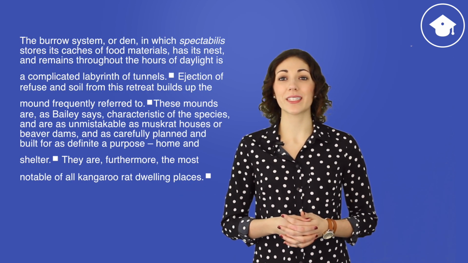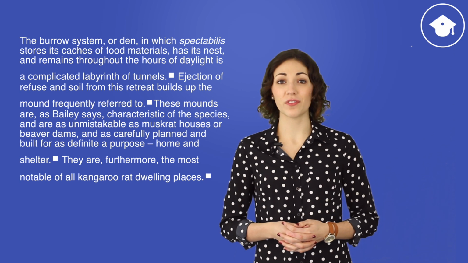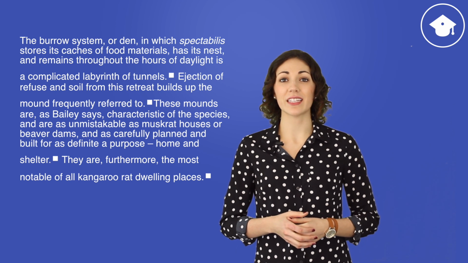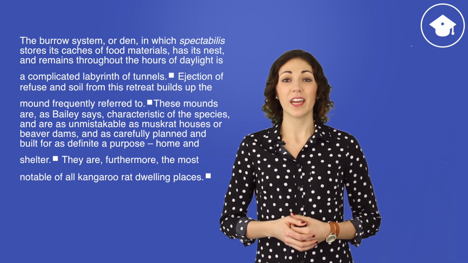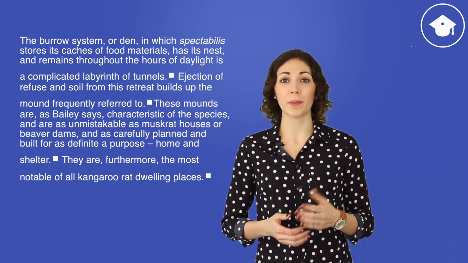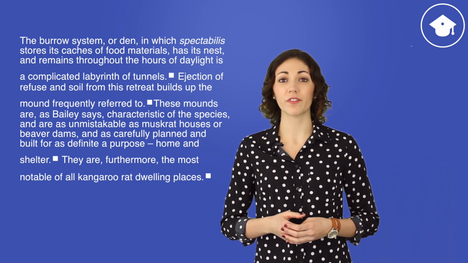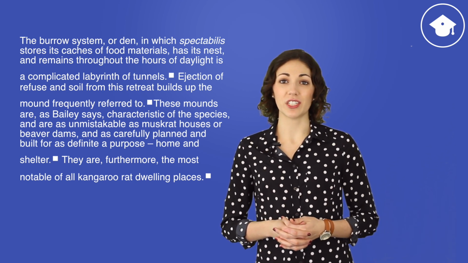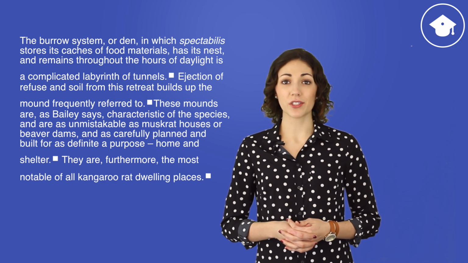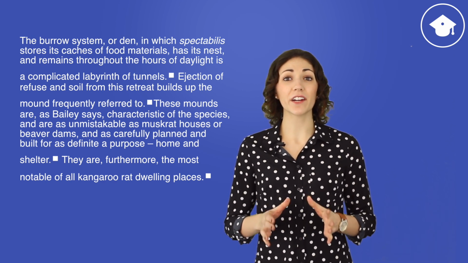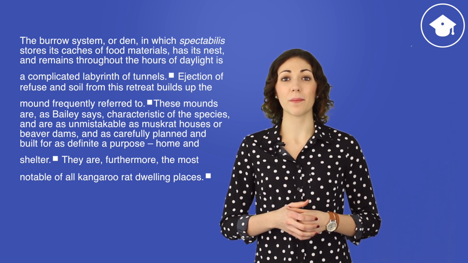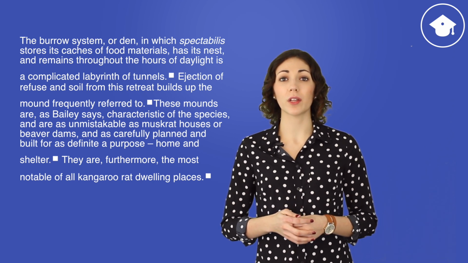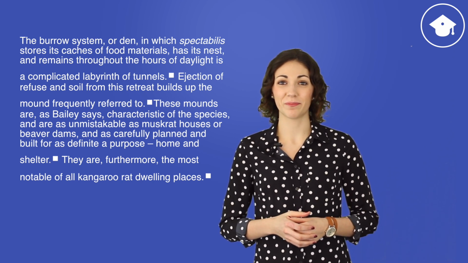The burrow system or den, in which Spectabolus stores its catches of food and materials, has its nest, and remains throughout the hours of daylight, is a complicated labyrinth of tunnels. Ejection of refuse in soil from this retreat builds up the mound frequently referred to. These mounds are, as Bailey says, characteristic of the species, and are as unmistakable as muskrat houses or beaver dams, and as carefully planned and built for as a definite purpose, home and shelter. They are, furthermore, the most notable of all kangaroo rat dwelling places.